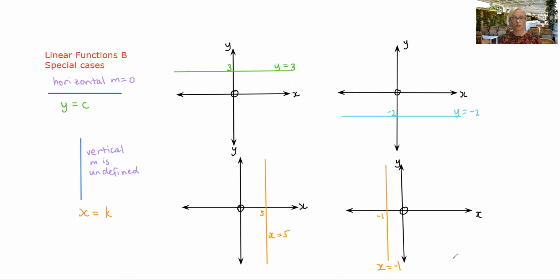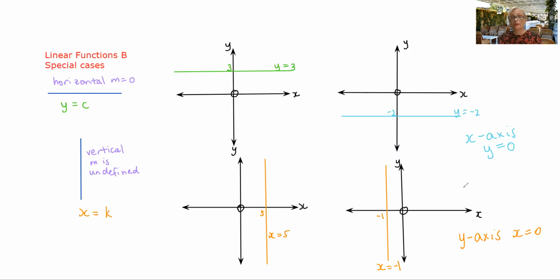Here's a question for you. What is the equation of the y-axis? The y-axis is a vertical line. What is the x value everywhere on your y-axis? Well, it's x equals 0, isn't it? Similarly, what is the equation of your x-axis? Well, it's a horizontal line. And what's the y value at every point on that x-axis? Yeah, your x-axis is the line y equals 0.